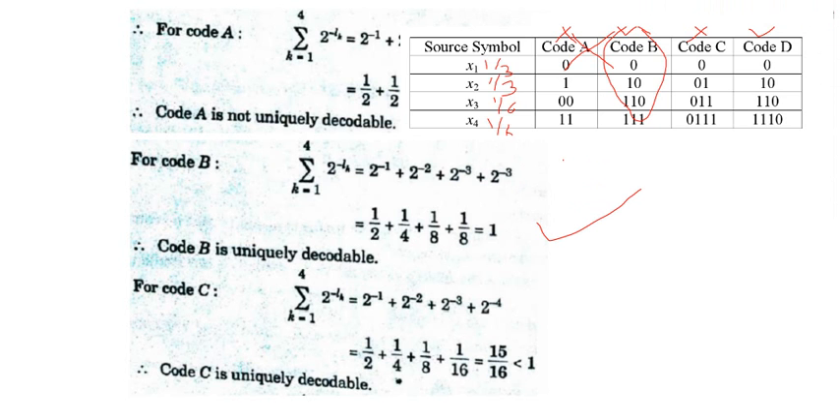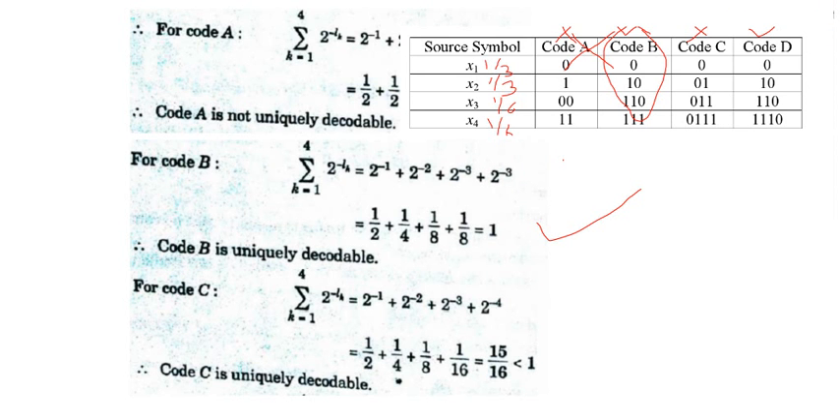Coming to code C, the code word lengths are 1 2 3 4. 2 power of minus 1 plus 2 power of minus 2, 2 power of minus 3, 2 power of minus 4. That sum is less than 1. So it is uniquely decodable, but since it is not satisfying the prefix condition, we cannot use this as variable length coding or source coding.